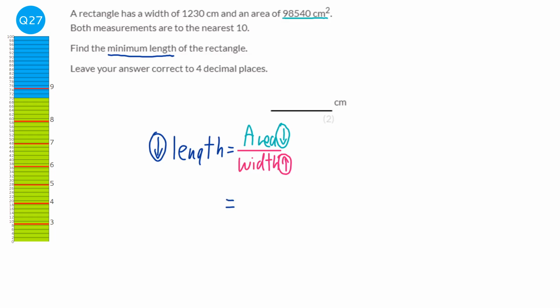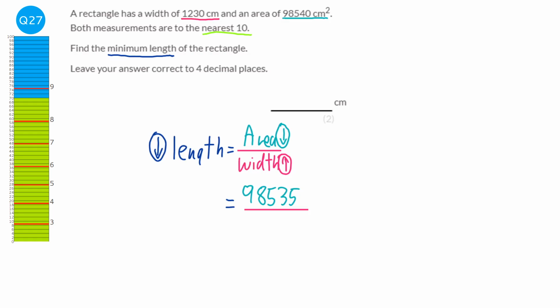So we're going to find the lower bound of the area. An easy way to find a lower bound is to find the accuracy. Well, it says the accuracy is to the nearest 10. And what we're going to do is halve that. So half of 10 is 5. And then we're going to take it away from the area. So it's 98,540, take away 5, which will be 98,535.